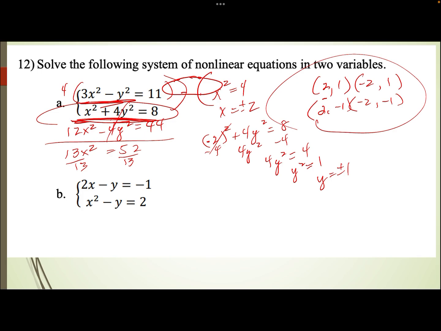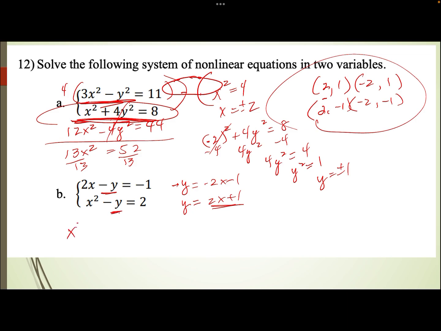Okay, now for this one, I could use elimination or substitution. I'm going to do it with substitution so you can see another way to do it. So I'm going to solve this one here for y. So I get negative y equals negative 2x minus 1, so y equals 2x plus 1. And then I'm going to put that in here.